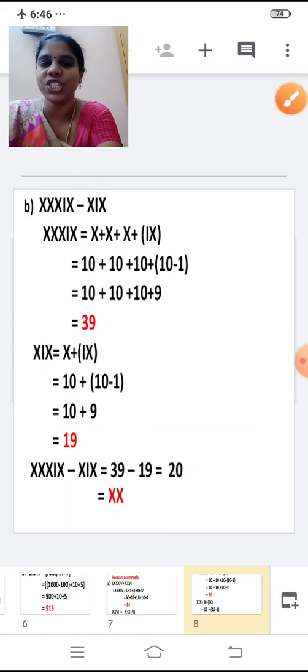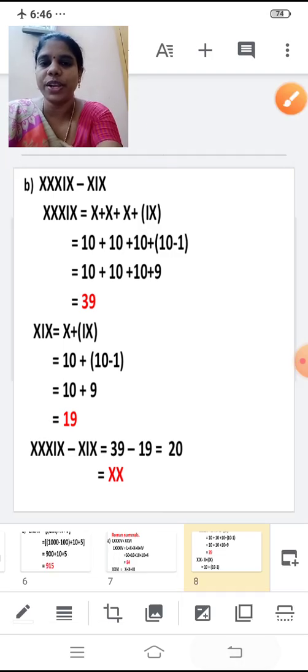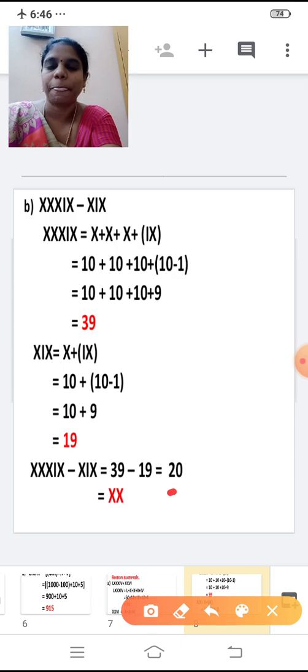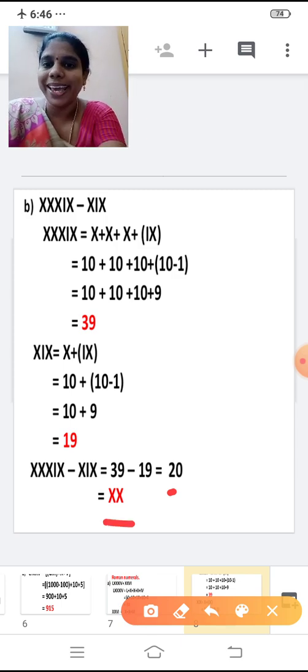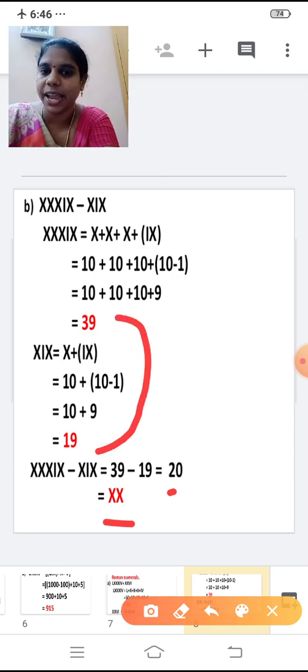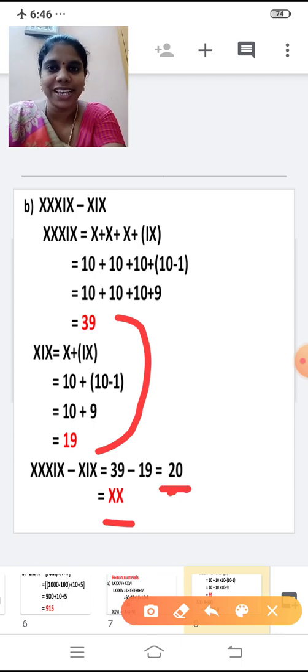Now we are going to change this into Roman numerals again. What is the Roman numeral for 20? 10 plus 10 is 20, right? So XX. So first we found the value for XXXIX, which is 39, and next the value for XIX, which is 19. Then we subtract 39 minus 19. The answer is 20. Then we change that into the Roman numeral XX.